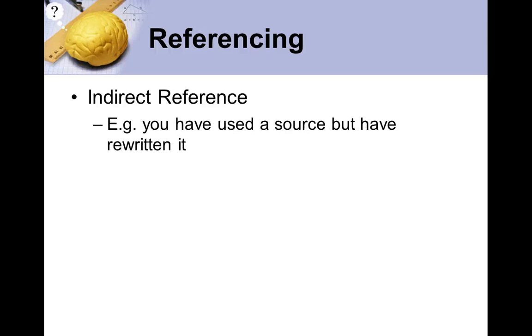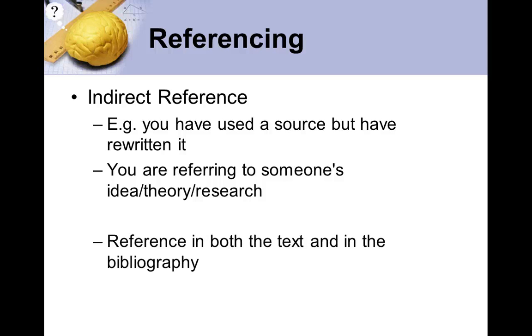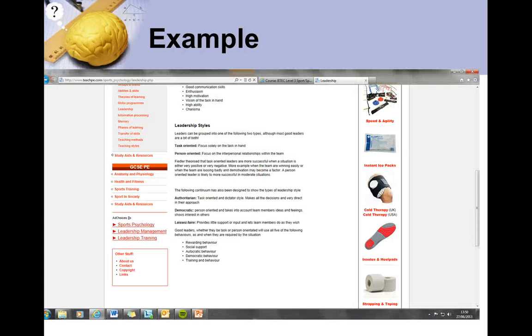If I'm just using a piece of work, but I've rewritten it, or maybe I've just used an idea or a piece of research, so I haven't copied it, that's called an indirect reference. And with this particular one, we still need to do the same type of reference. We need to reference in the actual essay, in the text, and in the bibliography at the back. So for example, I've gone to a website and I need to describe the types of leadership styles. So I found a website.